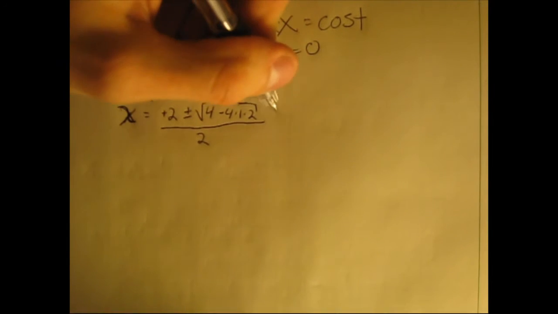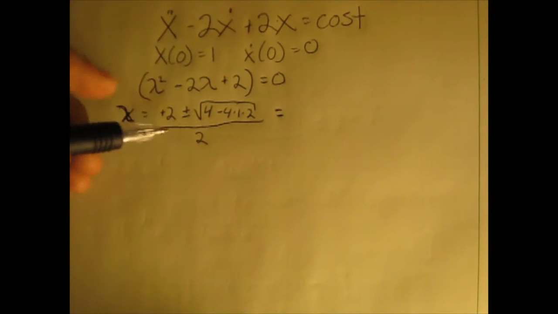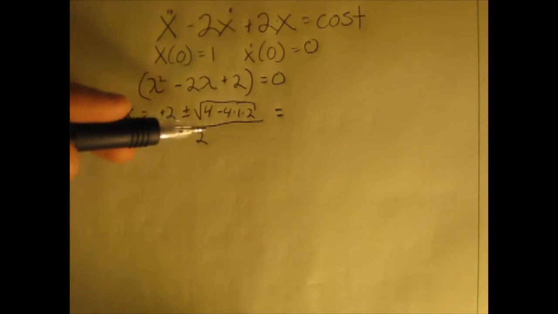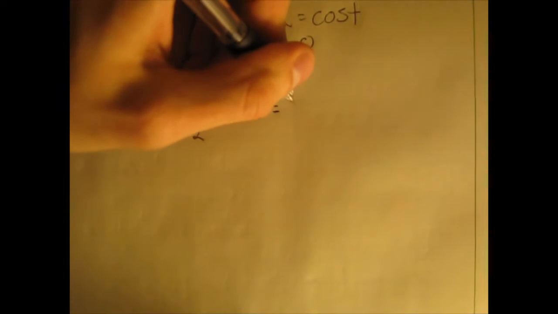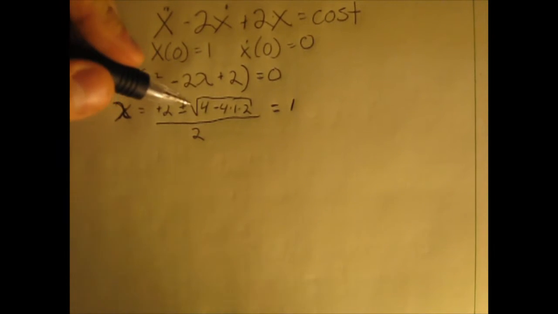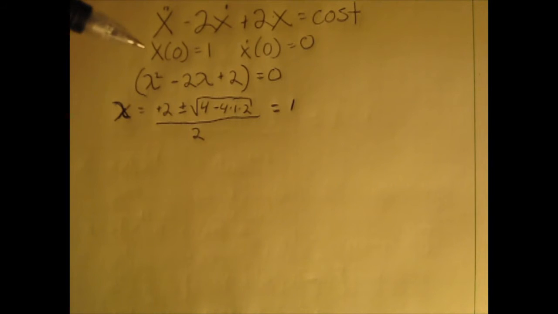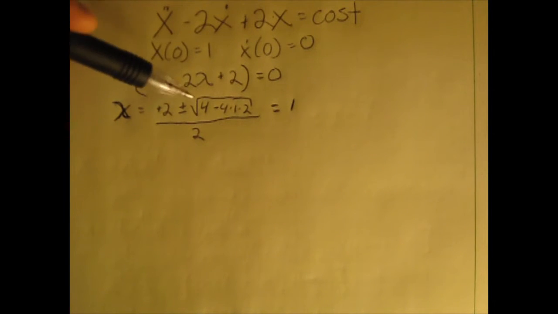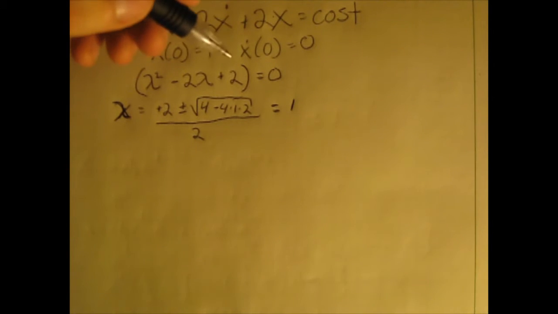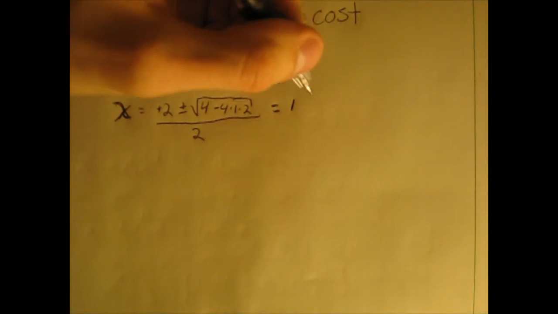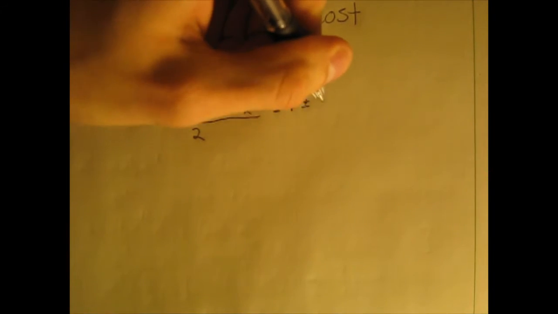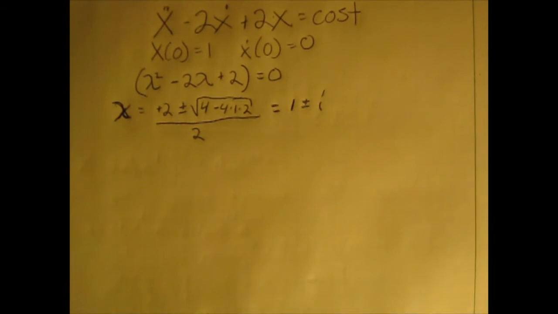So let's simplify what this is. We have 2 terms in the top over 2, so we'll split it up. 2 over 2 is 1 for our first term. Now our second term is the square root of 4 minus 8, which is the square root of -4. The square root of -4 is 2 times i. So 2i over 2 is 1i. So we have 1 plus or minus i. So that is what our lambda is.